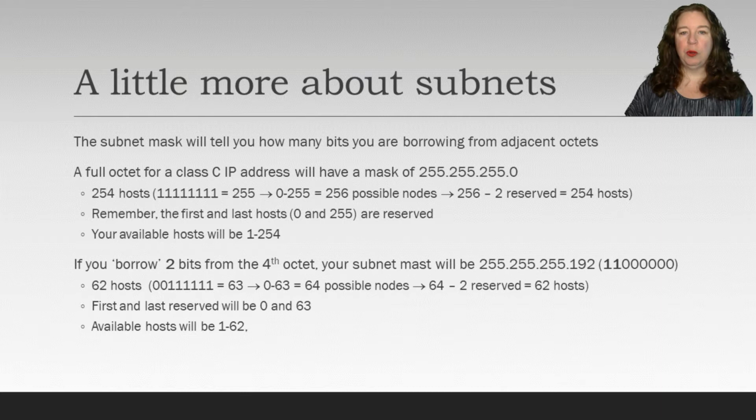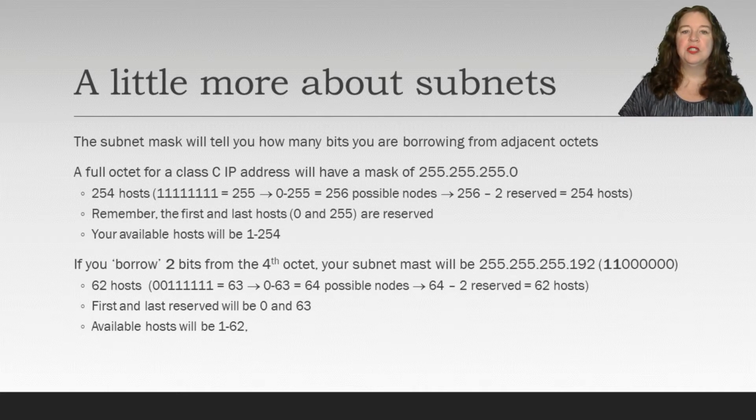If we were counting, remember counting numbers, 1, 2, 3, 4, 5 will give you 5. 0, 1, 2, 3, 4, 5 will give you 6. So recognizing that we're starting from base 0, 0 to 255 gives you 256 possible nodes. But the first and the last nodes are reserved, the 0 and the 255. So the one with all zeros and the one with all ones. Those are both reserved. So we have to subtract those 2, and you will end up with 254 hosts. So a full octet of a Class C address is going to give you 254 hosts.